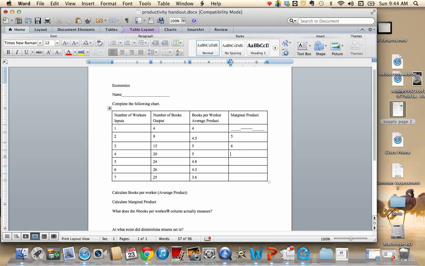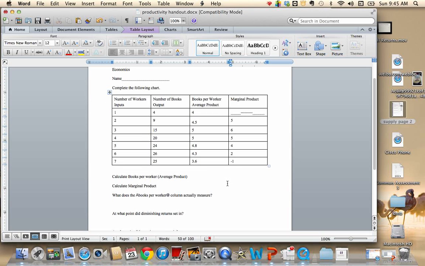So when we added the fourth worker, they added 5. When we had 4 making 20, 5 making 24, so that 5th worker only added 4. When we add the 6th worker, that 6th worker added 2. That's the difference between 24 and 26. And you notice when we added the 7th worker, we actually are going backwards. So that 7th worker actually took away 1.